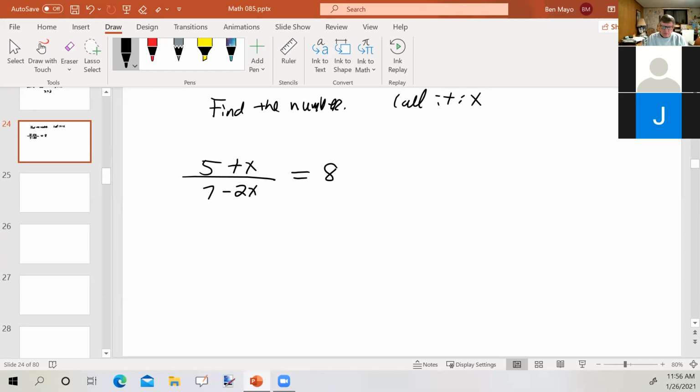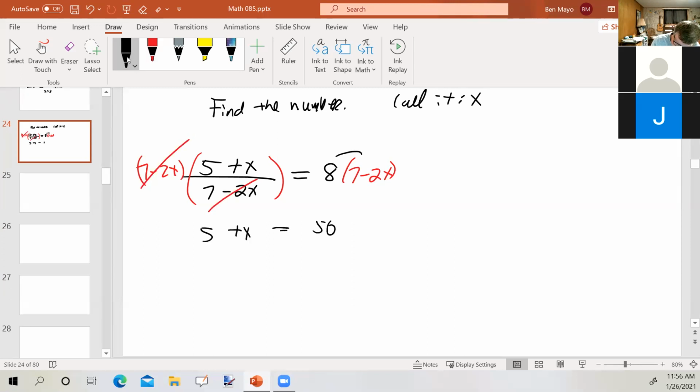Any questions before we go on? All right. The least common denominator would be 7 minus 2x. So I'm going to multiply both sides by 7 minus 2x. On the left side, those will reduce out, and I'll have 5 plus x. On the right, I'm going to get 56 minus 16x.